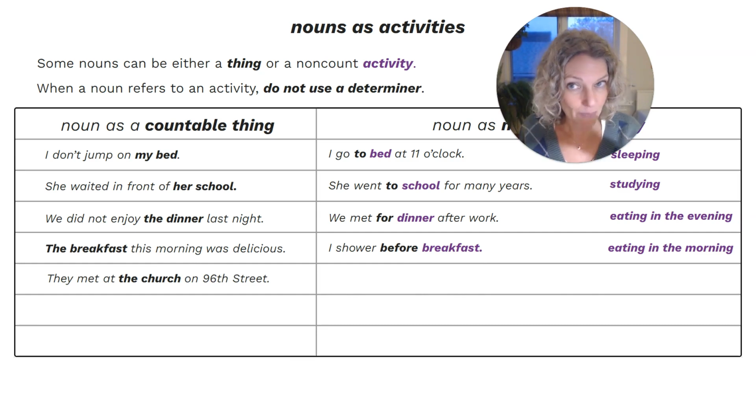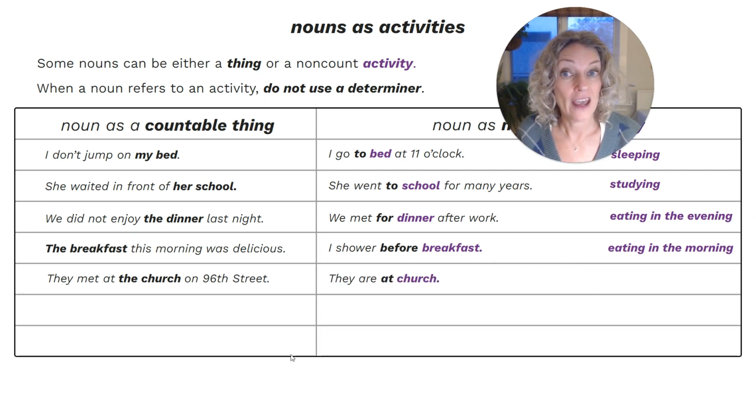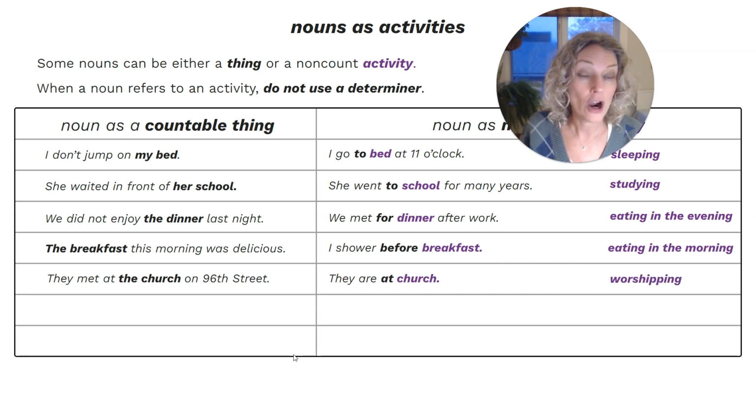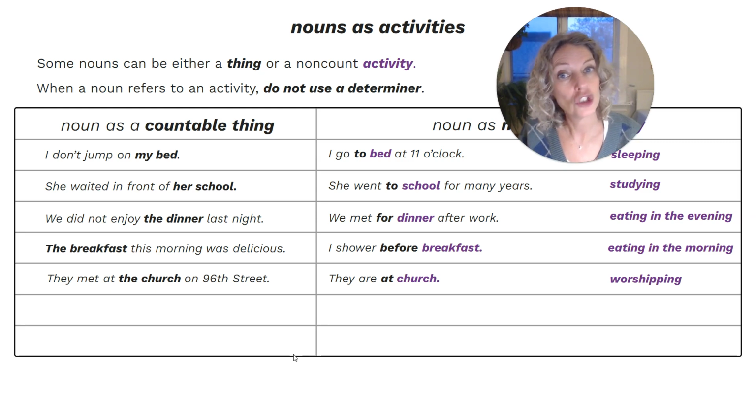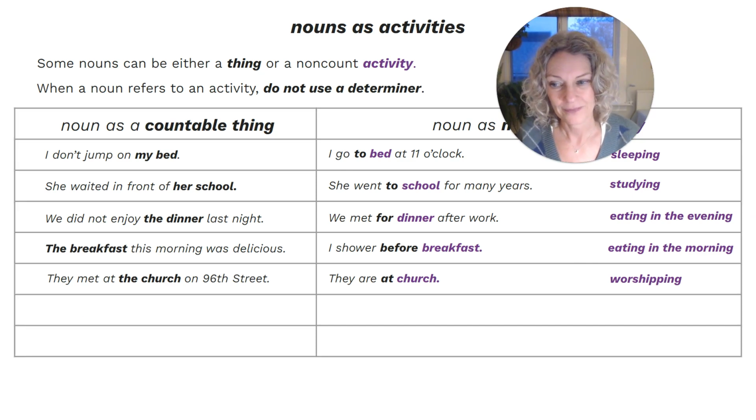They met at the church on 96th Street. So there it's a specific countable noun. But if I say they are at church, I just generally mean they are worshiping, they are praying. I'm telling you what they're doing, not talking about a specific singular count noun. So it would be incorrect to say they are at the church. That has a different meaning than saying they are at church.